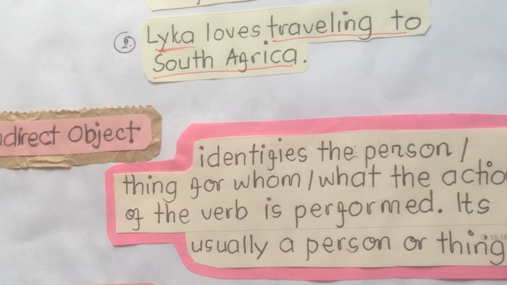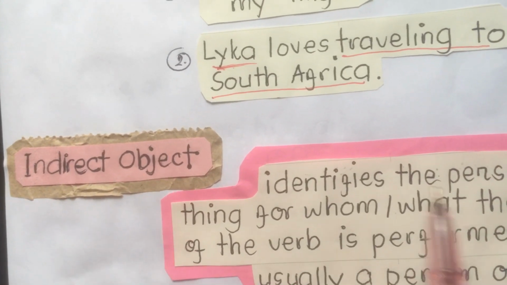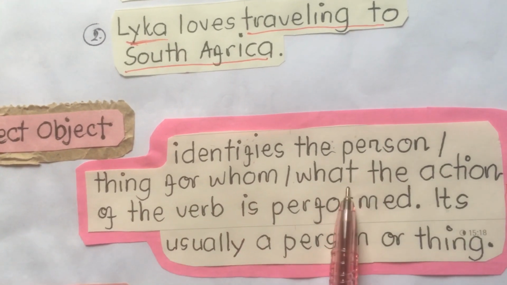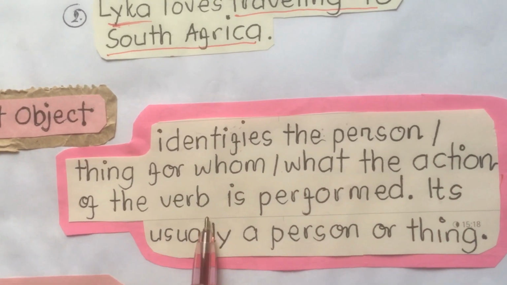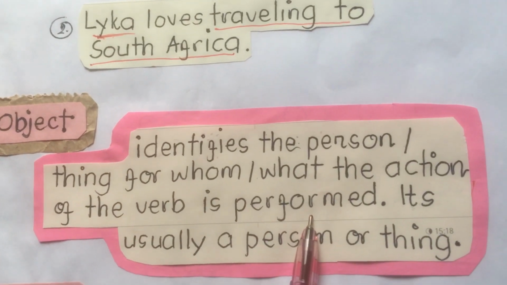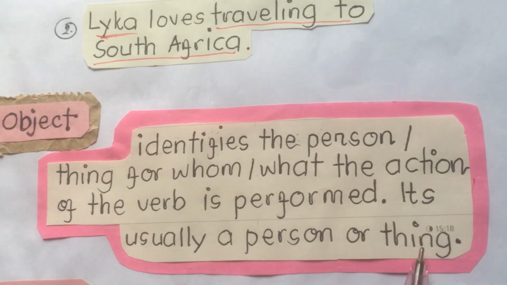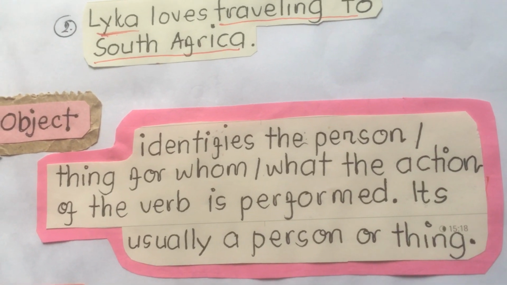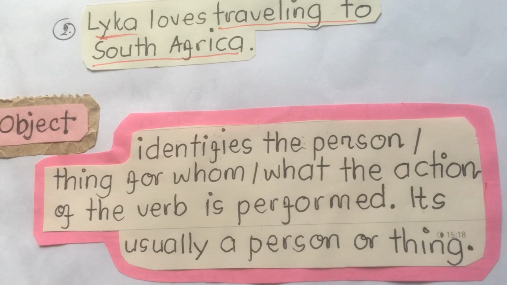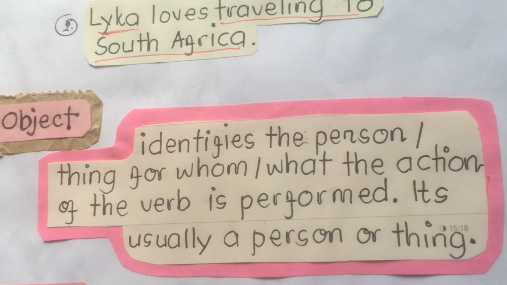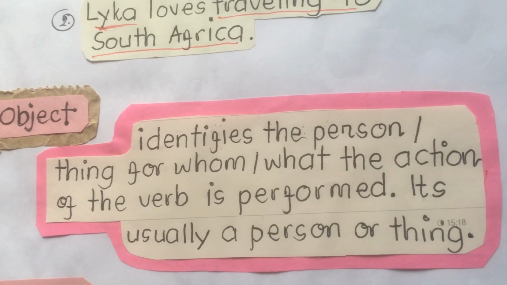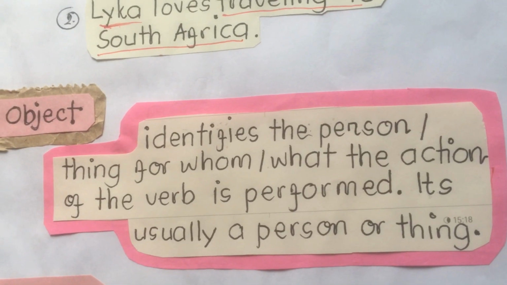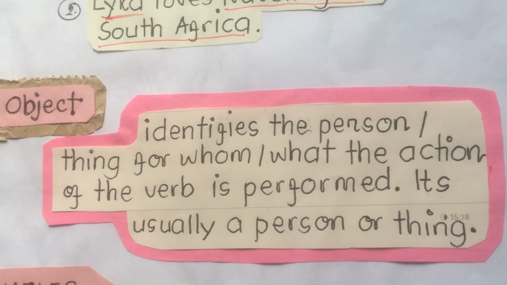Second, we have the indirect object. It identifies the person or thing for whom the action of the verb is performed. It's usually a person or thing. That means it's subject plus verb, and the indirect object actually identifies the person or thing for whom the action of the verb is being performed.